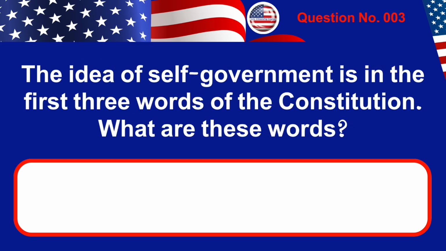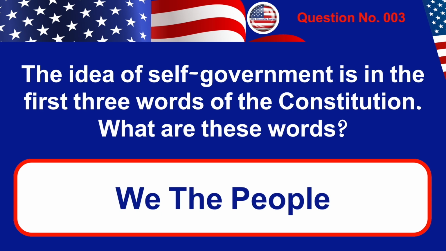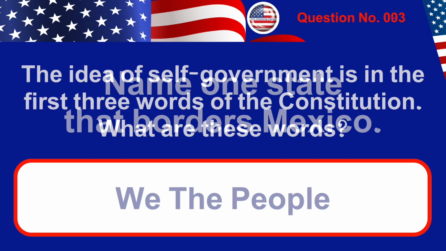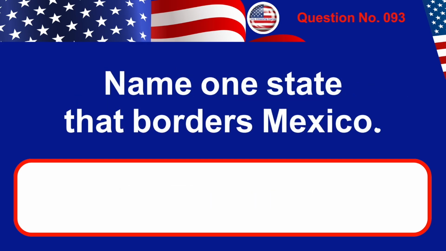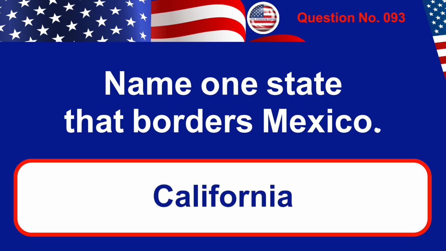The idea of self-government is in the first three words of the Constitution. What are these words? We the people. Name one state that borders Mexico. California.